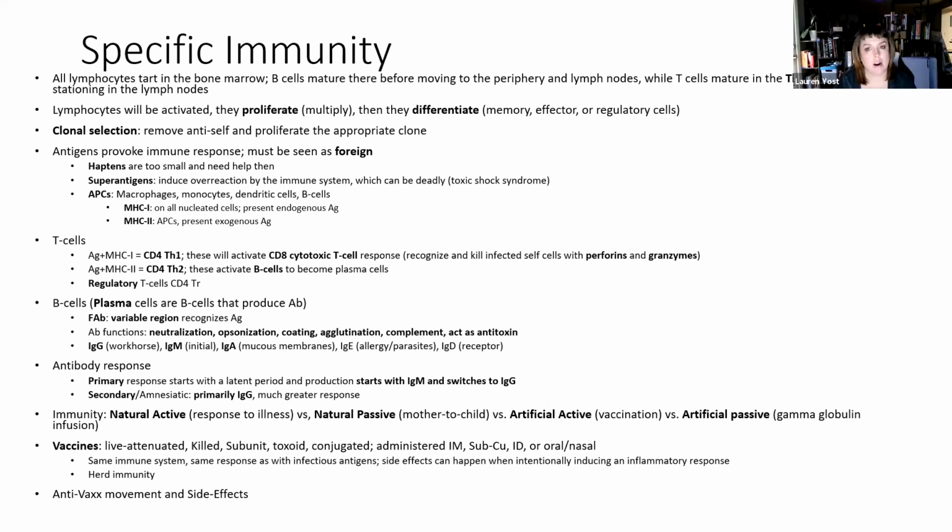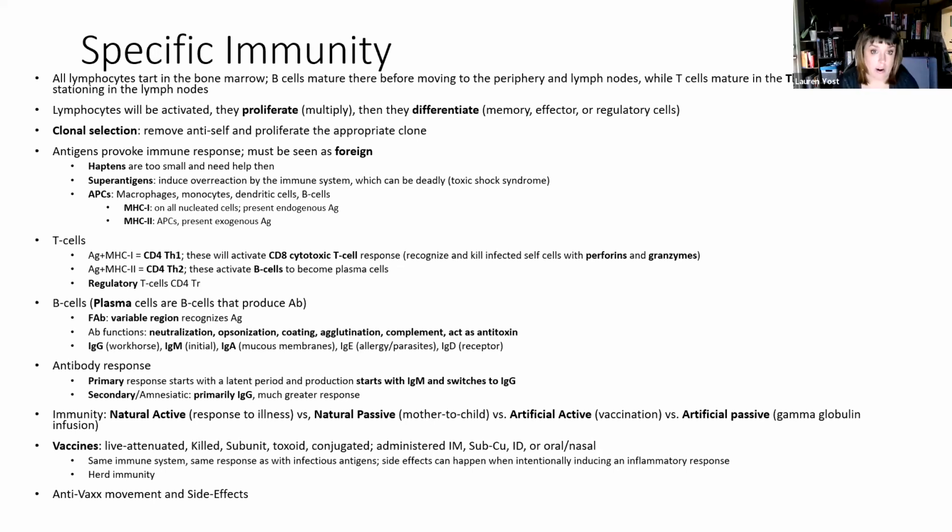That's where all of them start out, whether you're a B or T cell. That's where that hematopoietic stem cell precursor is going to be in the bone marrow. B cells fully mature within the bone marrow, and then will migrate into the periphery and into the lymph nodes, while T cells will mature in the thymus, and then they'll move out into the periphery and the lymph nodes and station there and wait for activation.